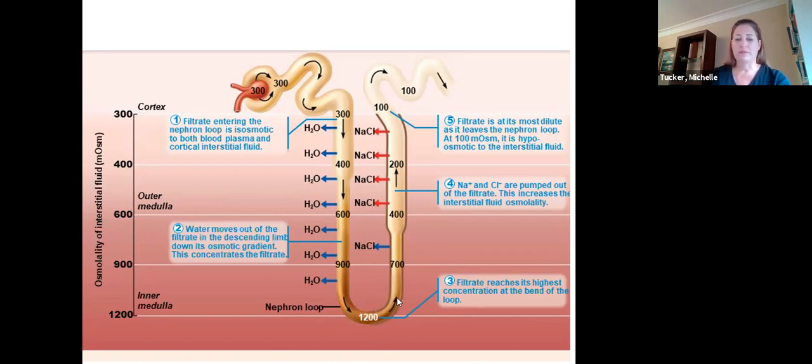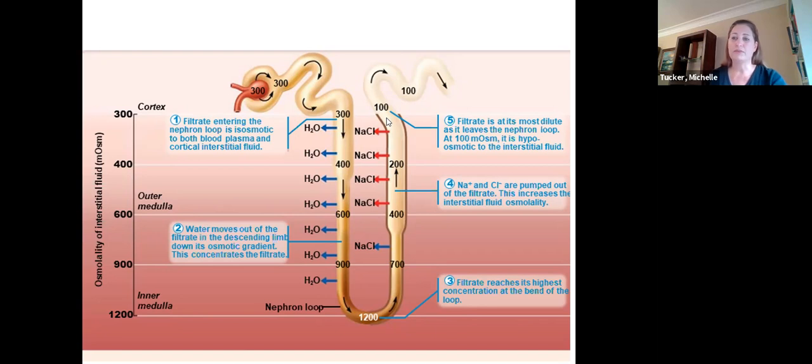As the filtrate moves up the ascending limb, heading towards the distal convoluted tubule, salt is actively transported out. And it's at a pretty consistent rate. And if you notice, there's a difference of 200 milliosmoles at every level between the descending limb and the ascending limb. So much salt is pumped out that by the time it reaches the distal convoluted tubule, it is what is called hypotonic. There's a lot less solute in the filtrate that is leaving as compared to when it entered.